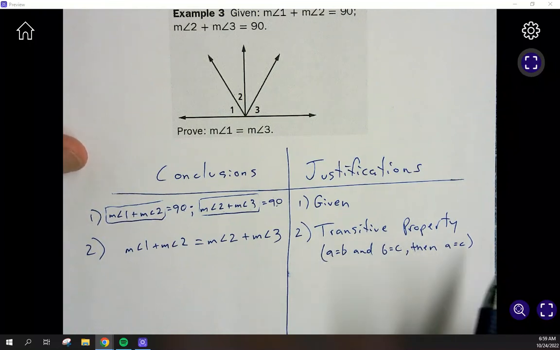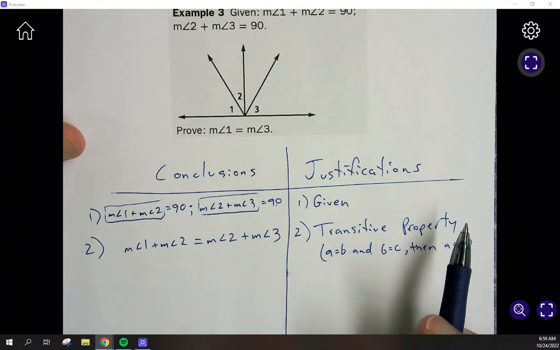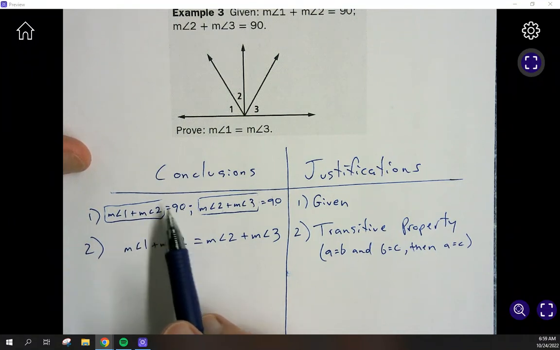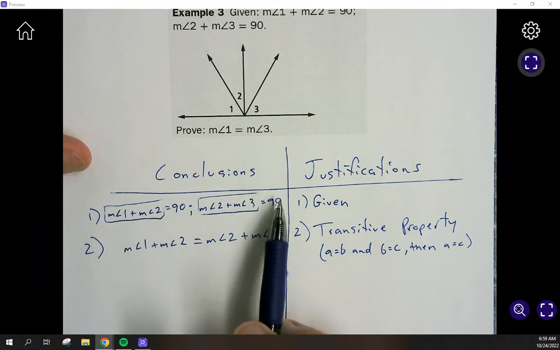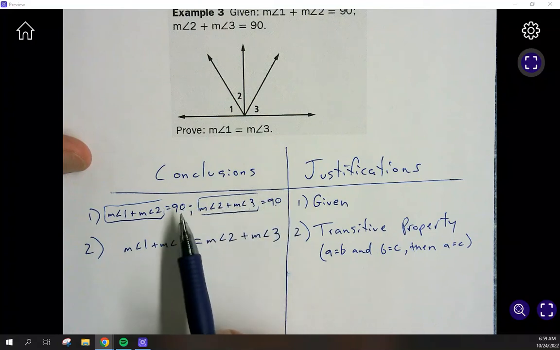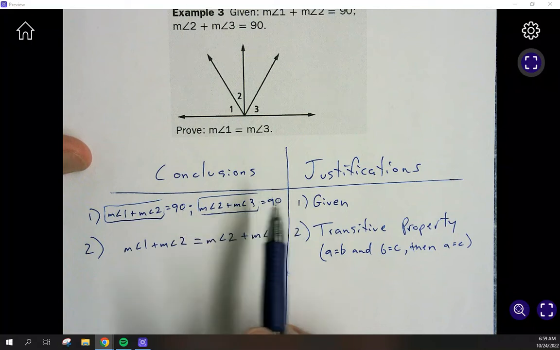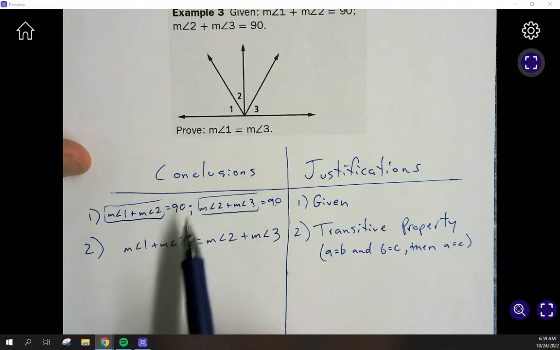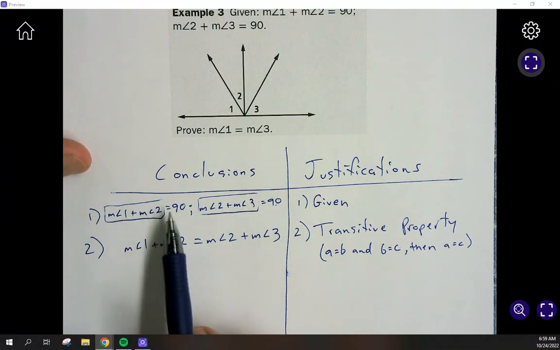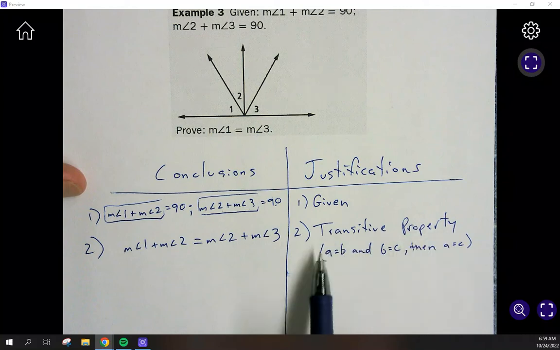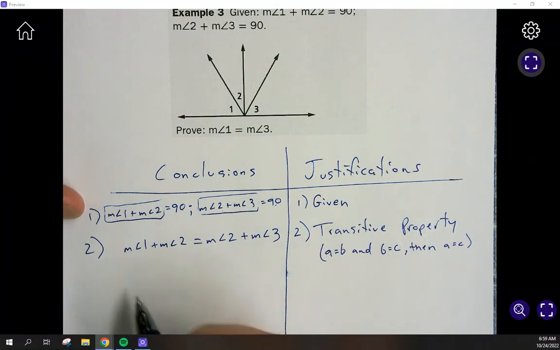You also could call this the substitution property. Okay, if we know that this equals 90, I can take this and plug it in for 90 over here. So we're used to seeing that with an x, like x equals 5. So I can plug in 5 for x over here. That's substitution. This is also substitution. Okay, if I know this equals 90, I can replace the 90 with this, and they end up equal each other. So there's two options here, the transitive property or the substitution, but we're going to go with transitive there.